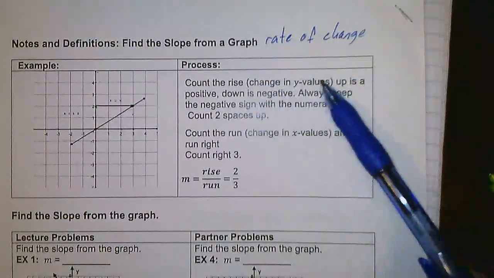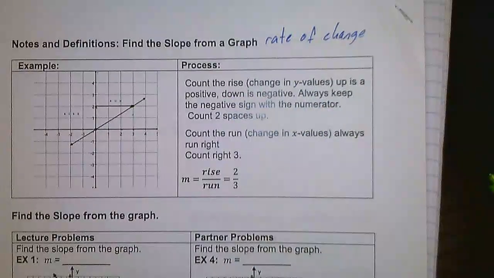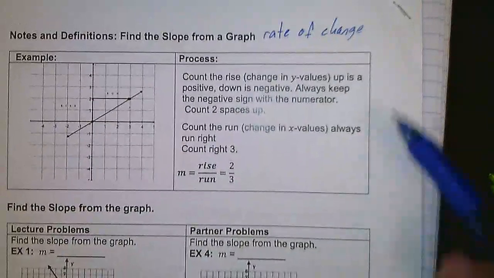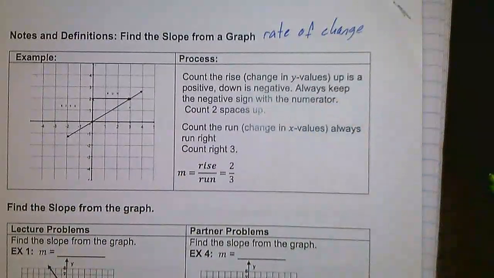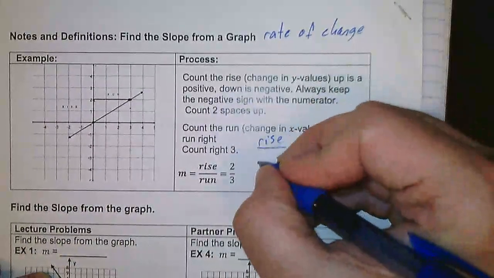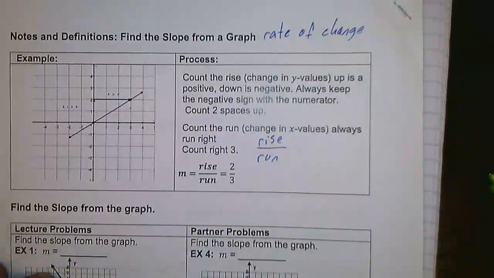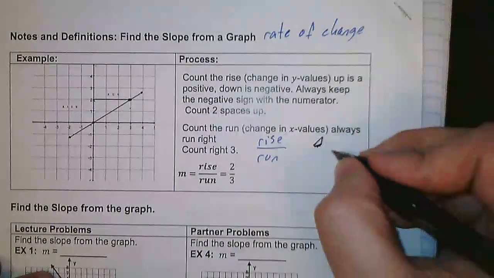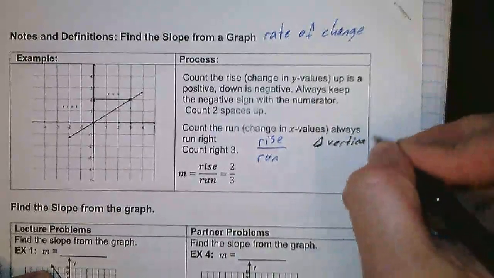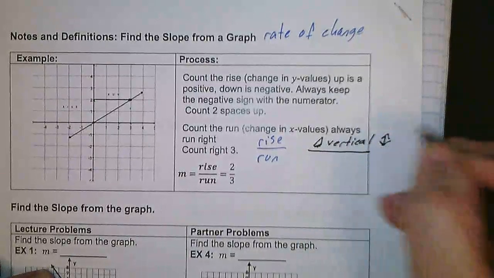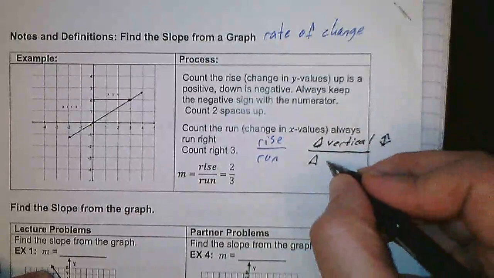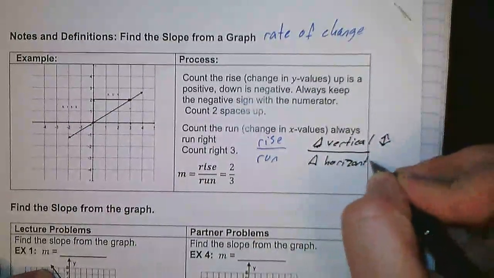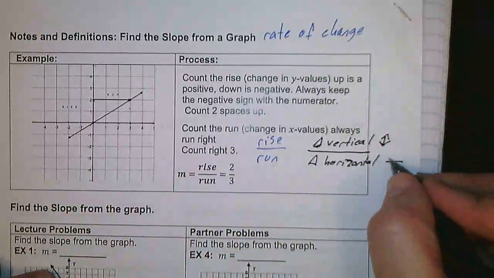So we count the rise, which is the change in y values. Up is positive, down is negative. And this suggests that we always keep the negative sign with the numerator, and then we're always going to the right. And that's probably good advice. But again, slope is rise over run. In science and math, sometimes you see this triangle symbol to represent change. So it's the change in our vertical, our up and down, over the change in our horizontal, the horizontal change, which goes from left to right.